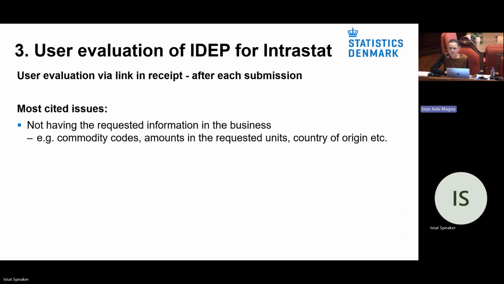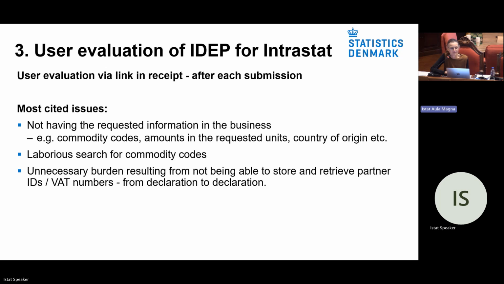It's hard to find amounts or weigh things, if you haven't weighed them beforehand. A country of origin might be a problem too. Searching for commodity codes is too difficult, laborious. And you can't store and retrieve information, if you have the same buyer every time in the same country buying the same stuff, you have to sort of enter that in.